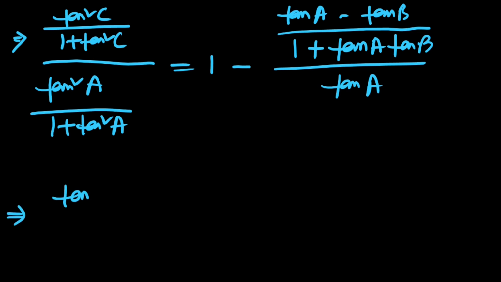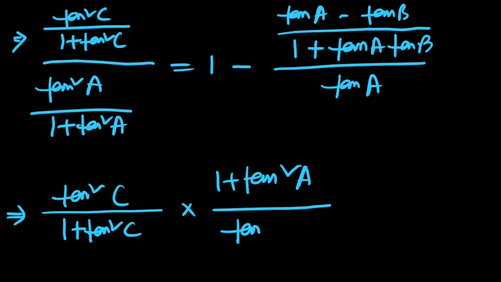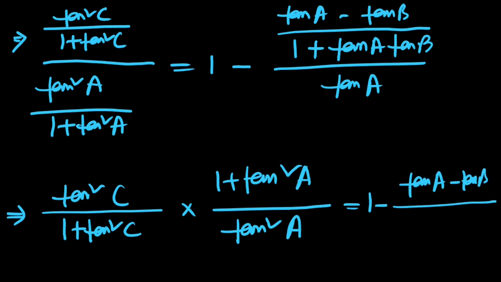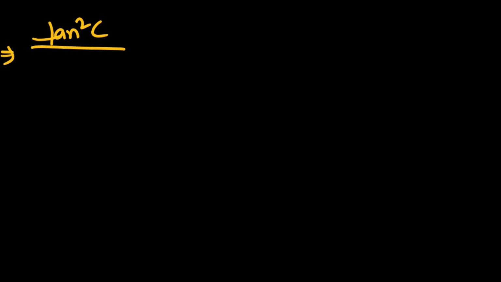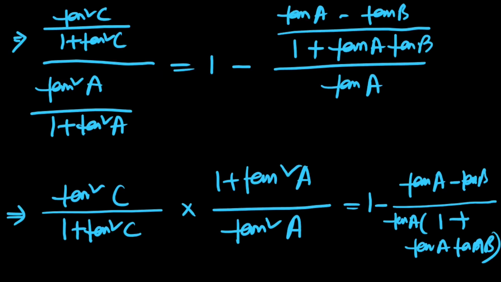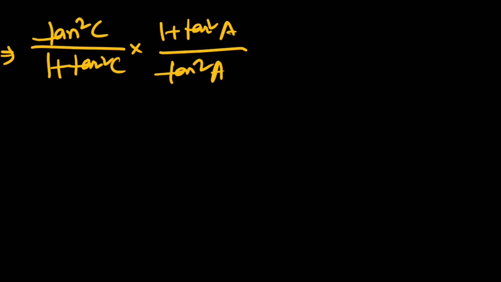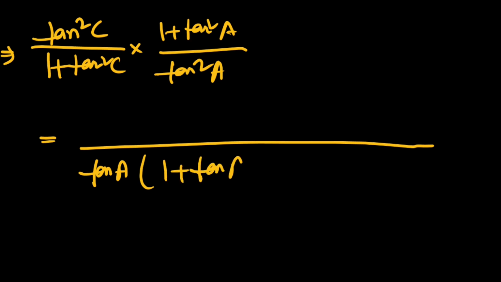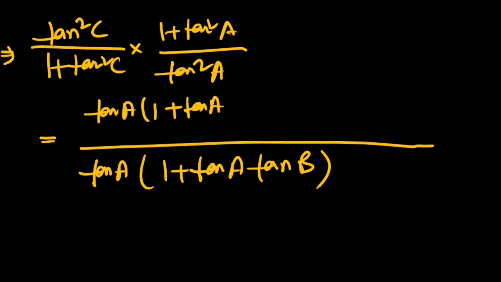So now we calculate it: tan square C over 1 plus tan square C multiplied by 1 plus tan square A over tan square A is equal to 1 minus tan A minus tan B over tan A into 1 plus tan A tan B. Therefore, tan square C over 1 plus tan square C multiplied by 1 plus tan square A is equal to tan square C over tan square A, which is equal to, now the LCM is tan A into 1 plus tan A tan B, that is tan A into 1 plus tan A tan B minus tan A, that is plus tan B.